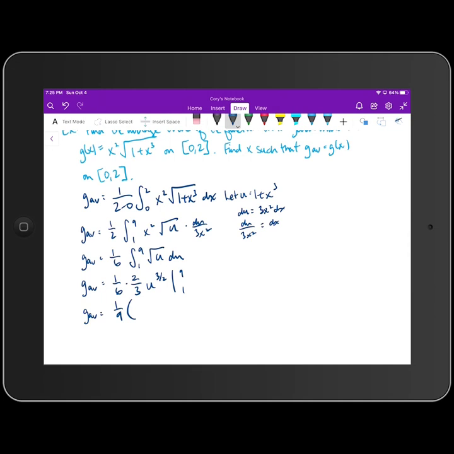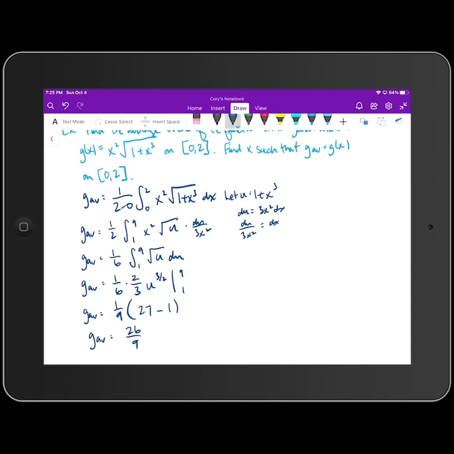9 to the 3/2 power is going to be the square root of 9, which is 3, cubed, which is 27, minus 1 to the 3/2 power, which is 1. So that makes the average value of g equal to 26 over 9.